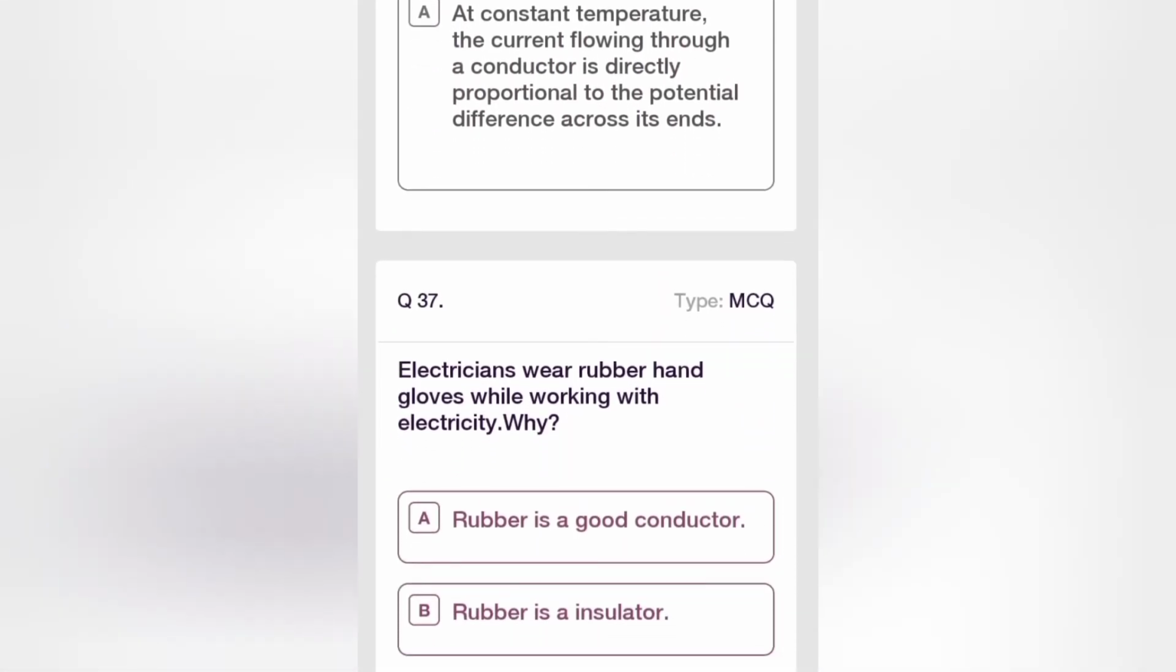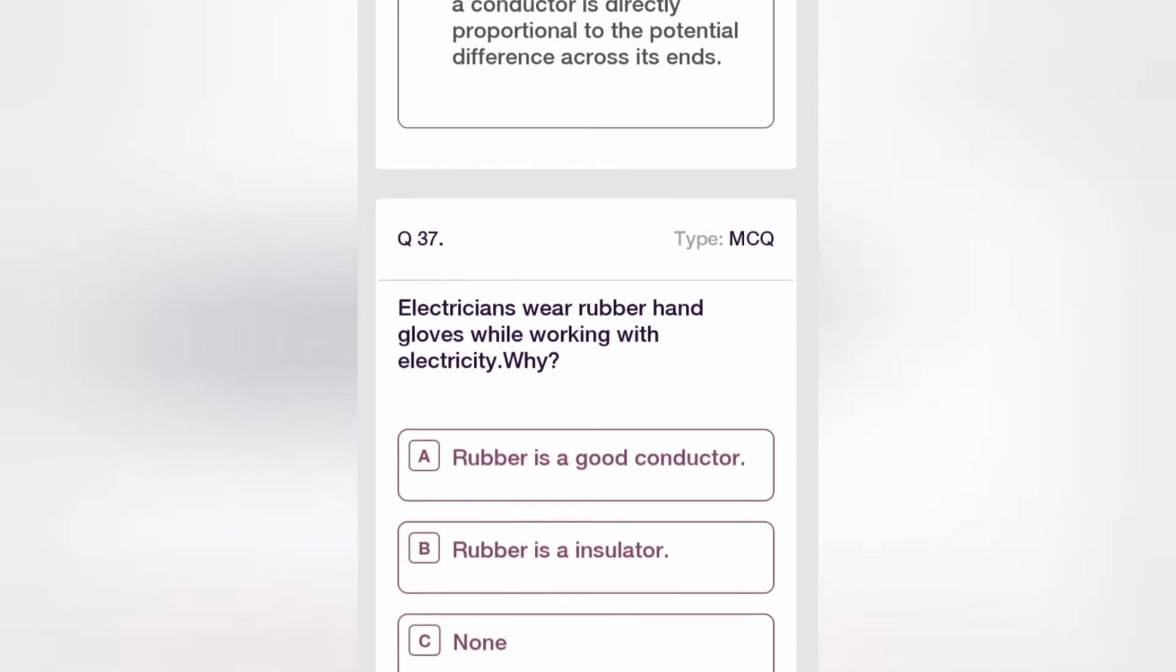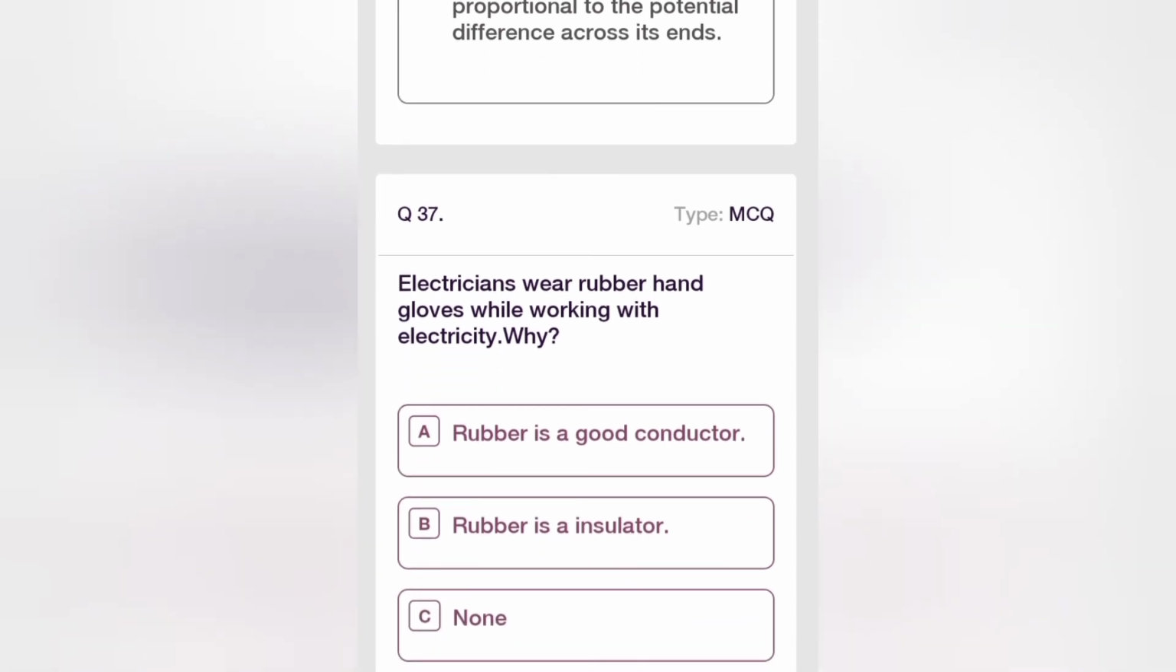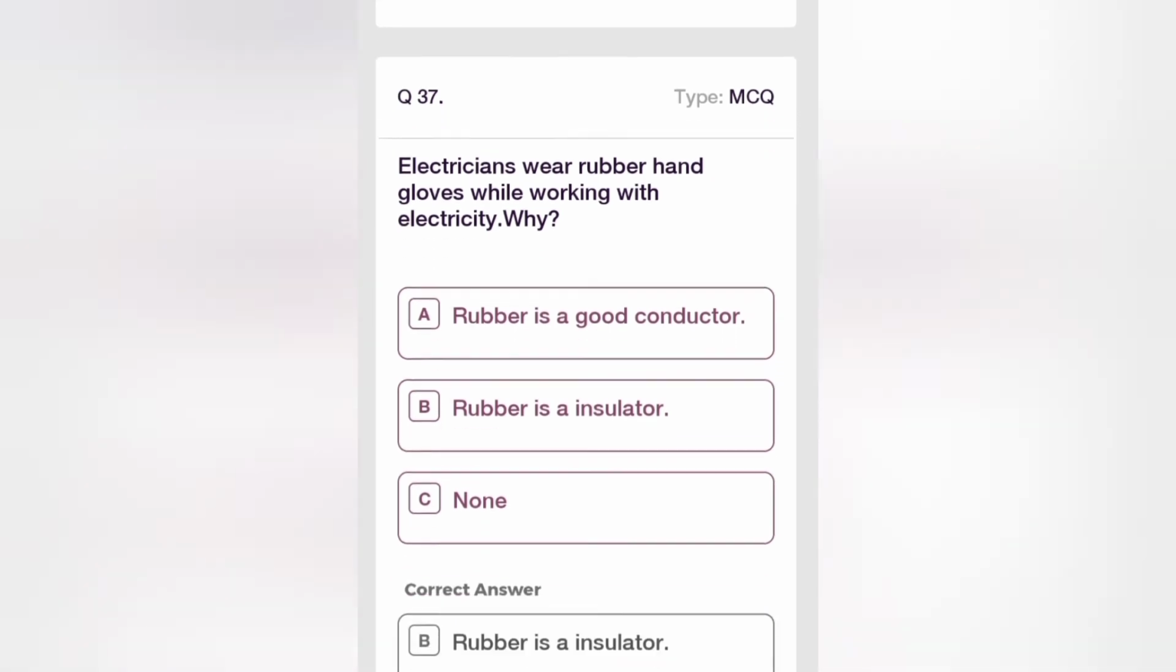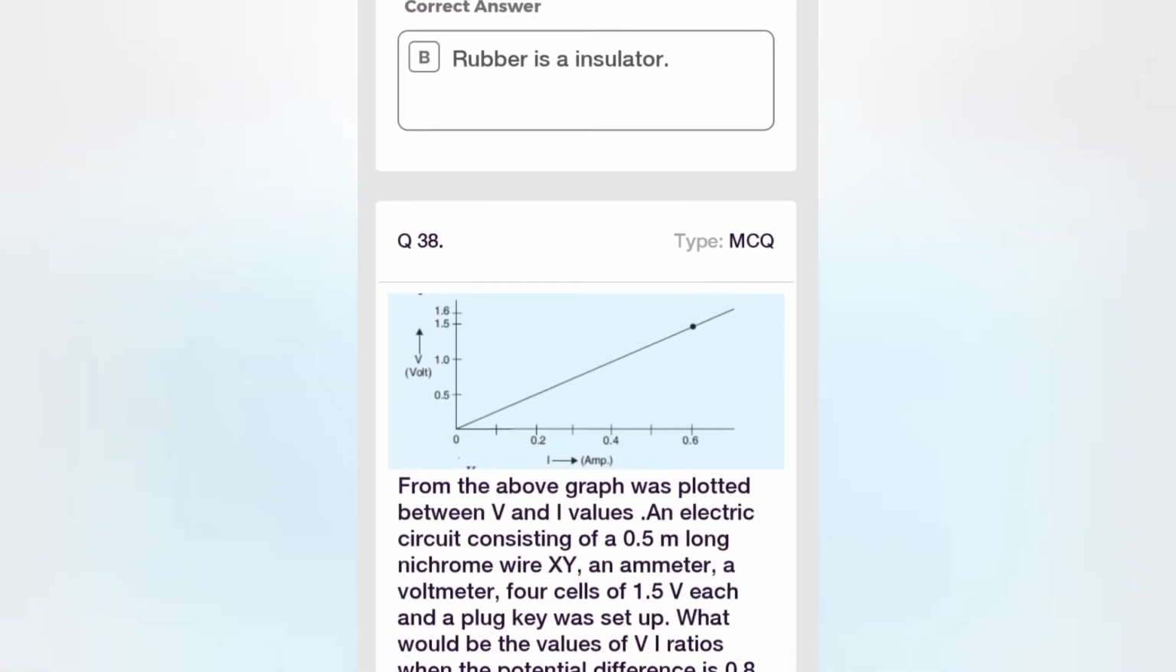Electricians wear rubber gloves while working with electricity. Why? Because it's an insulator. It doesn't allow the current to pass through. Good conductors will allow the current to pass through. Therefore, rubber is not a good conductor. It's an insulator.